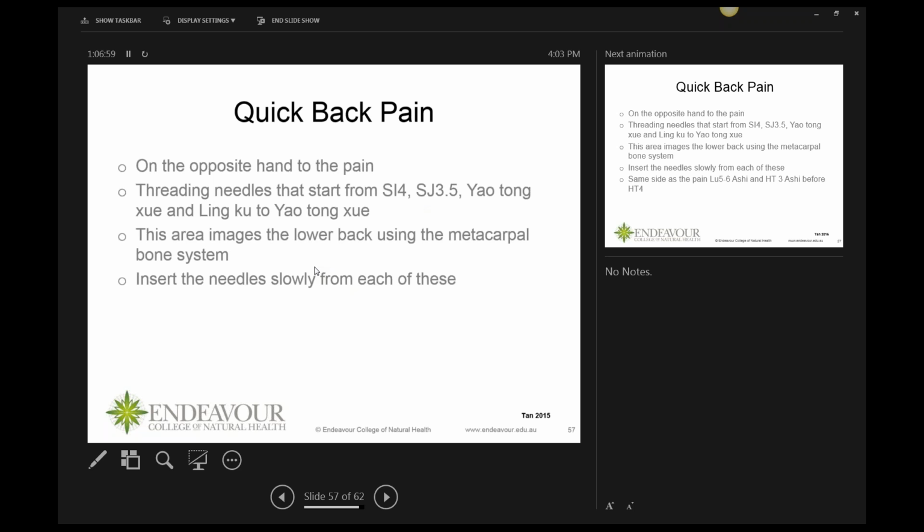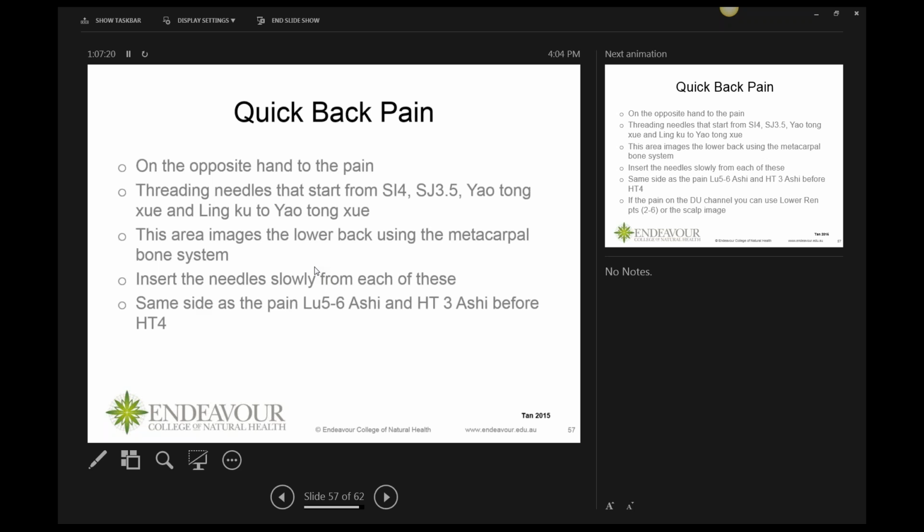Again, if we're doing any sort of threading, we want to be needling slowly. So insert the needles, wait a couple of seconds, and then go in, so that the body's more accepting of the needle and it doesn't hurt. All the things that you tell your students when you're teaching them how to needle.